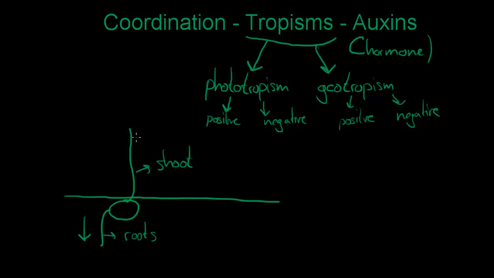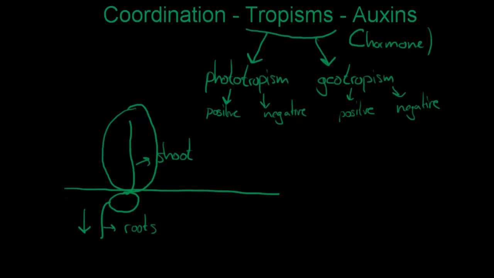Now we're going to see more details about how auxins cause the shoot to grow in the direction of light. In the next part of this video, we're going to discuss auxins and how they cause positive phototropism in the shoot. So let's go now and draw the shoot. Okay, imagine this is a shoot that is growing. At the top here, you have the tip of the shoot.